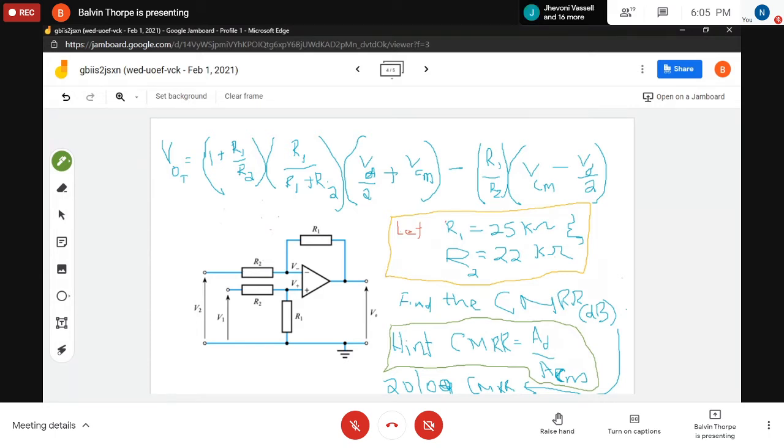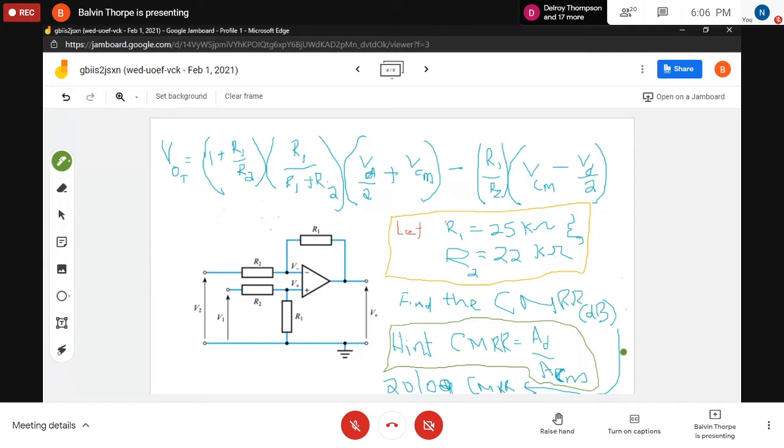So, based on all the information that you are given and what you do know, who wants to solve my problem for me? So it's this circuit, and I have that R1 is 25 and R2 is 22K. It's all that you've been given, and I want the CMRR for this network. How do you go about finding it? And I've given you a hint that the CMRR is the differential gain over the common mode gain. I'll give you 2 minutes to think about it and tell me what you would have.